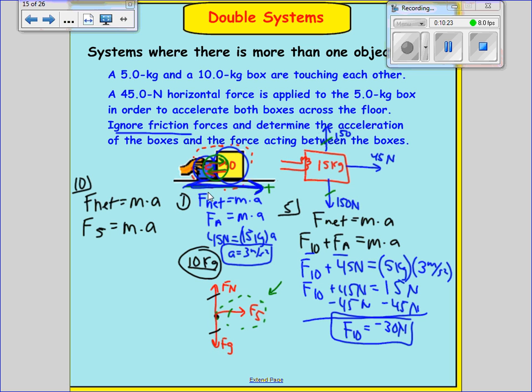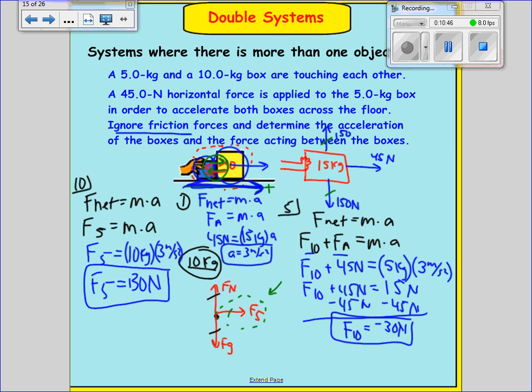Now, my F5 is what I'm solving for, and that's equal to the mass, which is what mass are we looking at now? It's 10 kilograms times the acceleration. And acceleration for the 10 kilogram block is also in the positive direction, so it's 3 meters per second squared. Force 5 equals 10 times 3 is 30, and we're now in units of newtons. And notice we got the exact same answer.